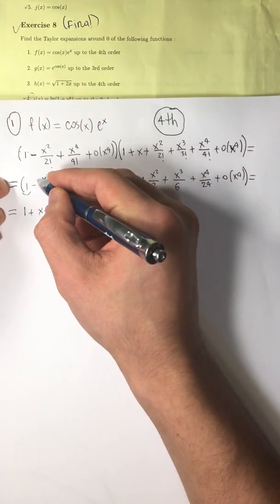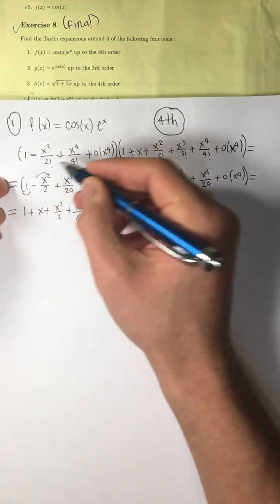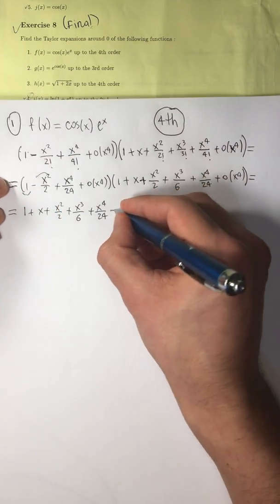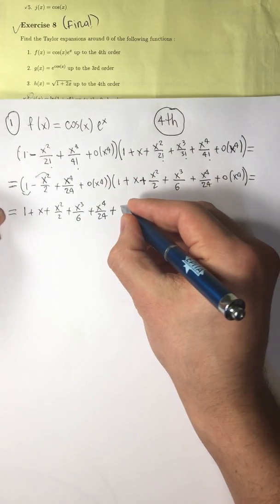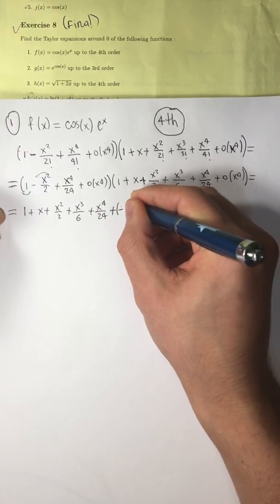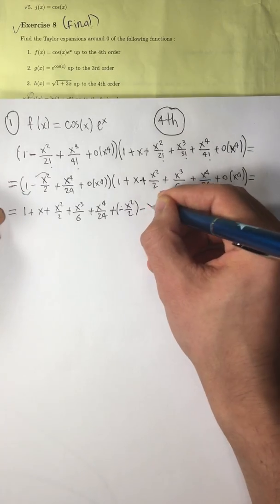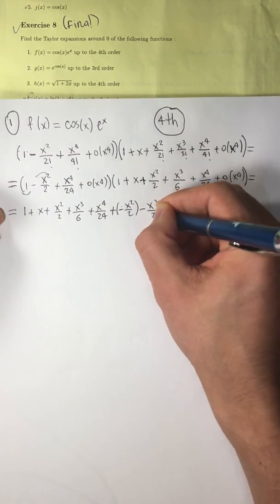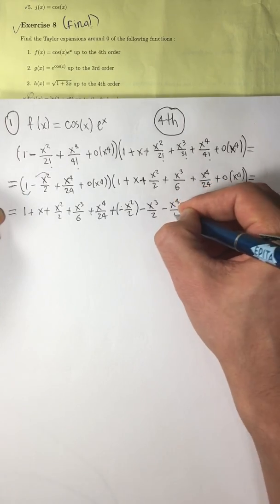Okay, and now I'm going to take x squared, this one, and then multiply by each. So I'm going to have, oh, it's minus, so minus x squared divided by 2 minus x cubed divided by 2 and minus x to the 4 divided by 4.